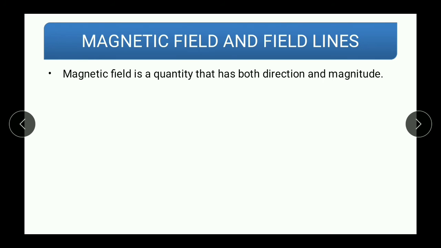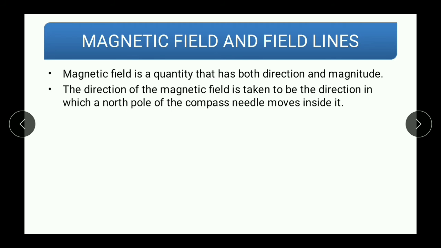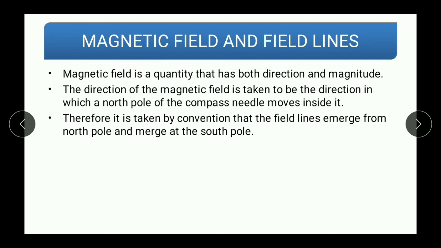Then magnetic field is a quantity that has both direction as well as magnitude. So in a way it is a vector quantity. The direction of the magnetic field is taken to be the direction in which the north pole of the compass needle moves inside it. Therefore, it is taken by convention that the field lines emerge from the north pole and merge at the south pole.